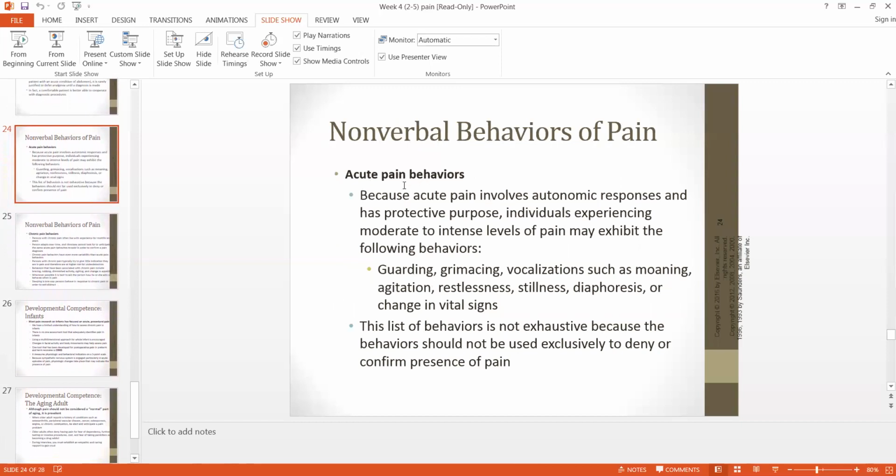So acute pain behaviors involve autonomic responses of sweating, throwing up, nausea, things of that sort. They may experience moderate to intense levels of pain and exhibit the following behaviors. Think of that person in the first slide, or the baby: guarding, grimacing, vocalizations, moaning, agitation. This person in the waiting room who just can't sit still: restlessness. Or stillness: it hurts so much to move. They don't want to move.